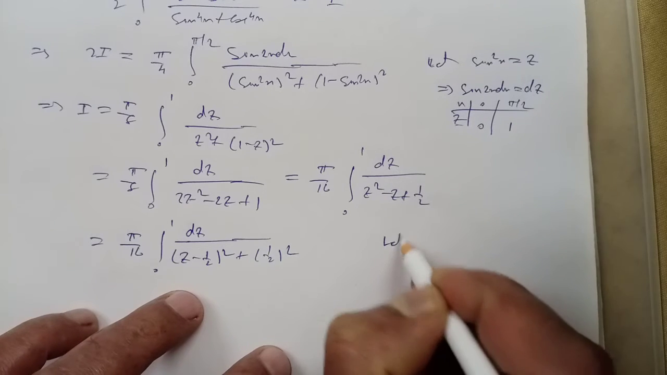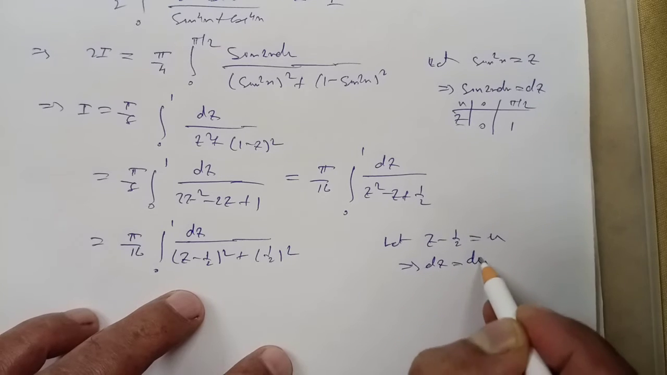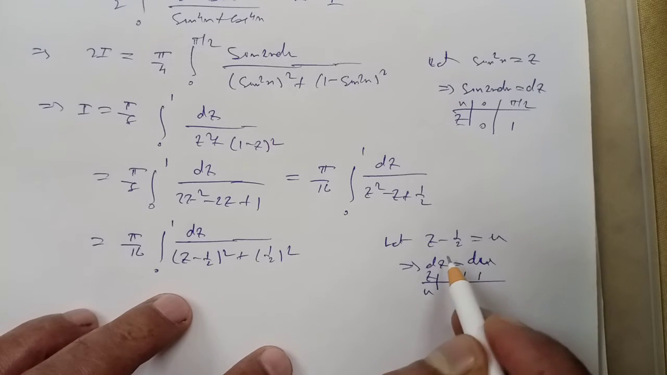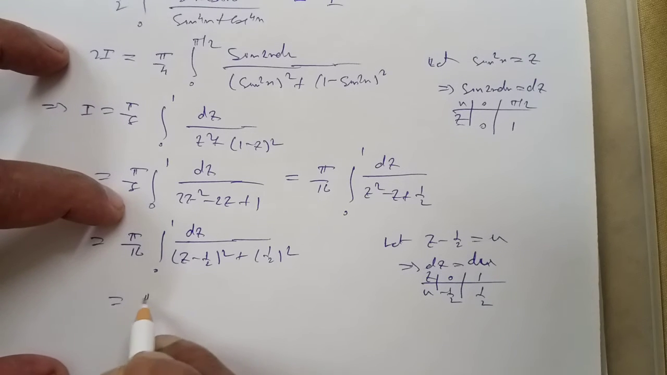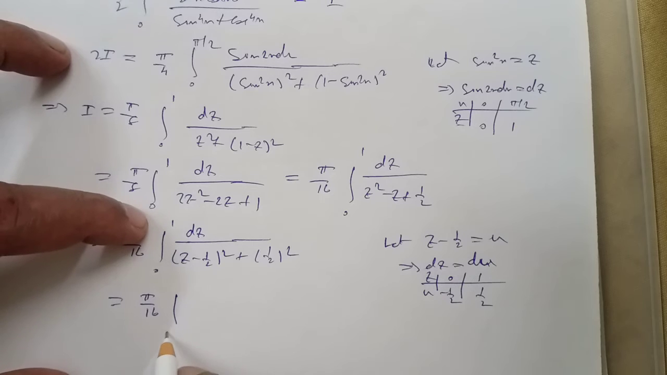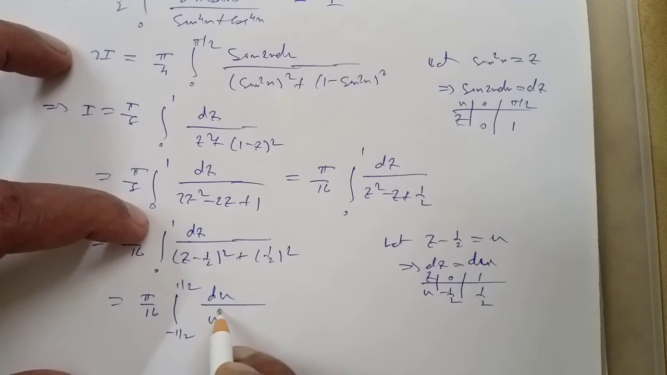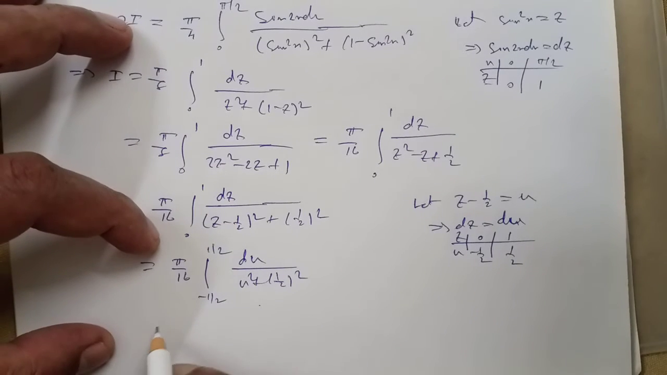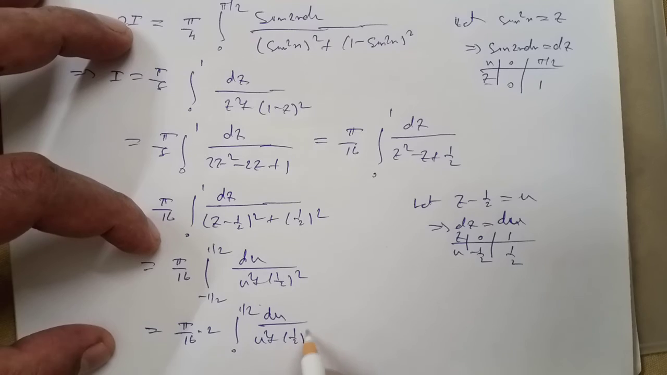Now let z minus half equals to u, then dz is du. Let us change the limit of z to u. Limits of z are 0 to 1. When z is 0, then u is minus half. When z is 1, then u is half. So we get pi by 16, minus half to plus half, du by u square plus half square. Look, this is an even function, so we can write pi by 16 into 2, 0 to half du by u square plus half square.